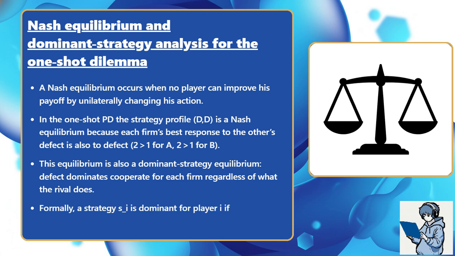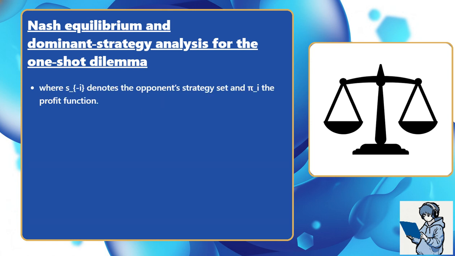Formally, a strategy s_i is dominant for player i if for all s_-i in S_-i: π_i(s_i, s_-i) ≥ π_i(s'_i, s_-i), where S_-i denotes the opponent's strategy set and π_i the profit function.